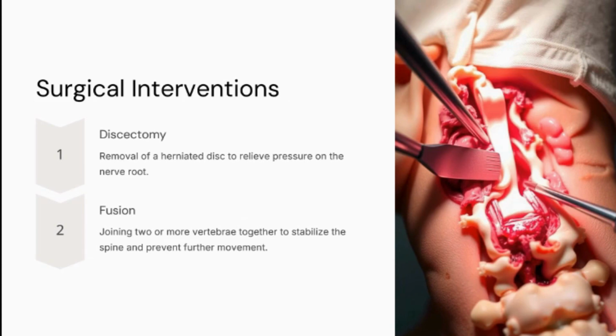Then foraminotomy, expanding the nerve root exit to reduce the compression. So we have discectomy, removal of the herniated disc to relieve the pressure on the nerve root. Fusion, joining two or more vertebrae together to stabilize the spine and prevent further movement. Usually surgery is very rare, but you should have complete knowledge of it.